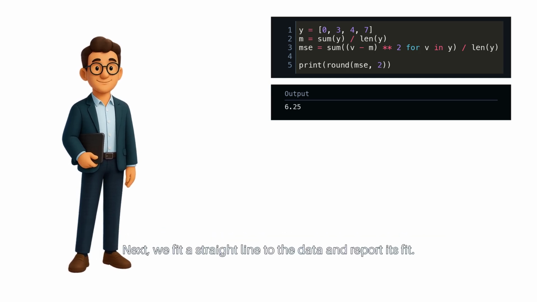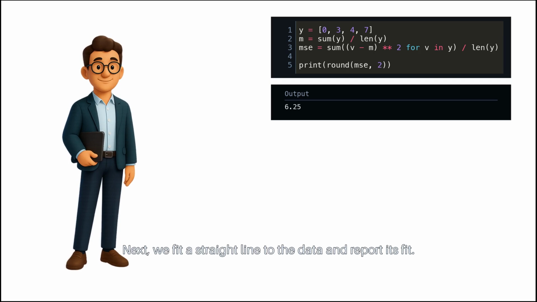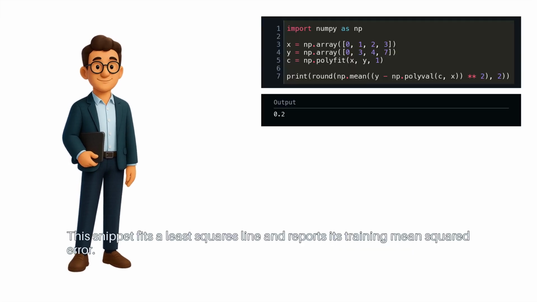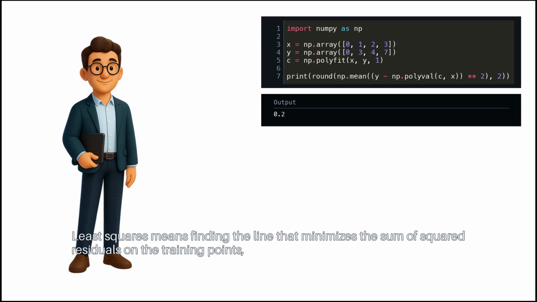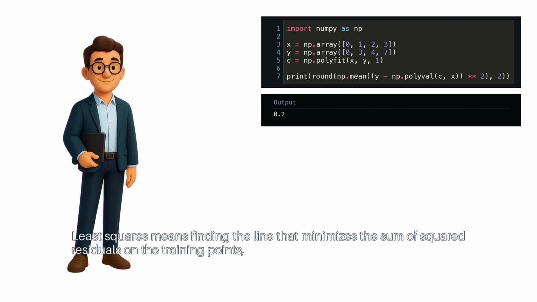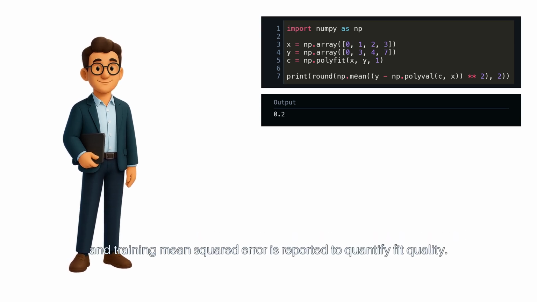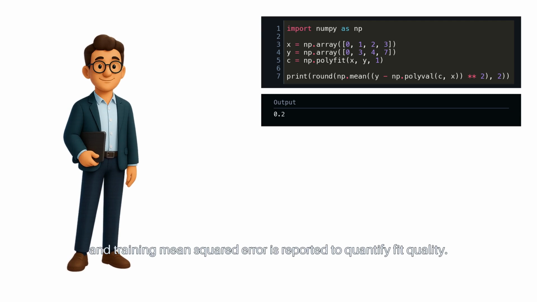Next, we fit a straight line to the data and report its fit. This snippet fits a least squares line and reports its training mean squared error. Least squares means finding the line that minimizes the sum of squared residuals on the training points. And training mean squared error is reported to quantify fit quality.